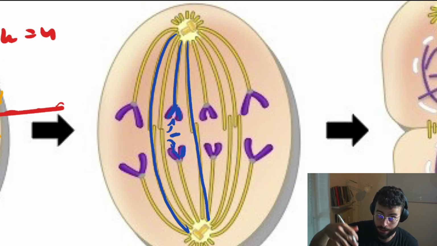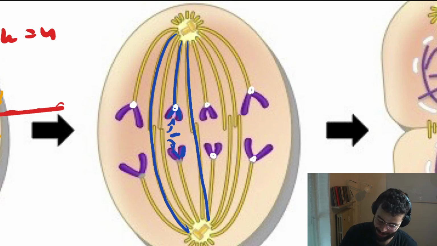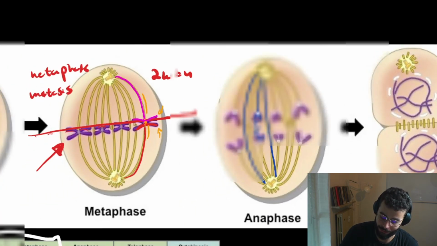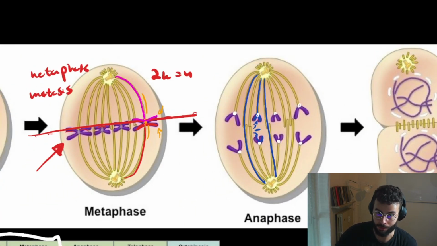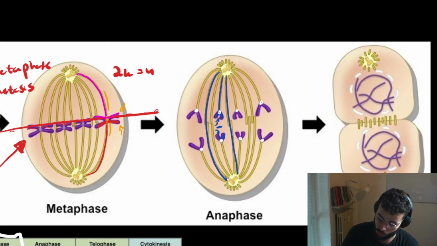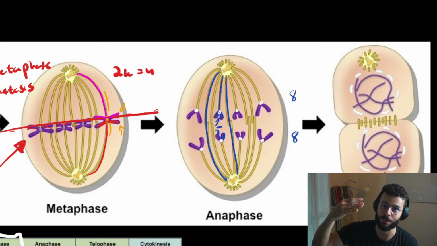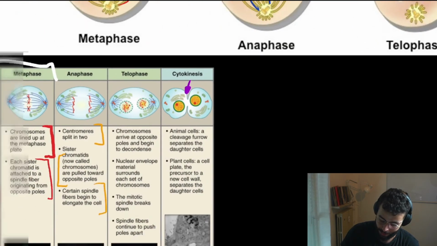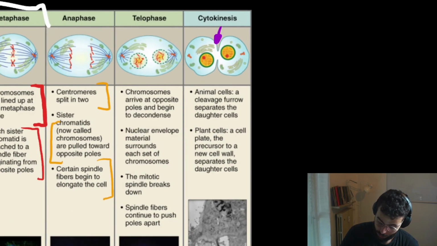And now in this stage, after the separation, we are going to have 8 chromosomes and 8 chromatids. Unlike the metaphase when we have 4 chromosomes and 8 chromatids. Now we have 8 and 8. It's so important for the exam. So remember, now we have 8 chromosomes because we have 8 centromeres, because we have 8 chromatids. So this is anaphase.